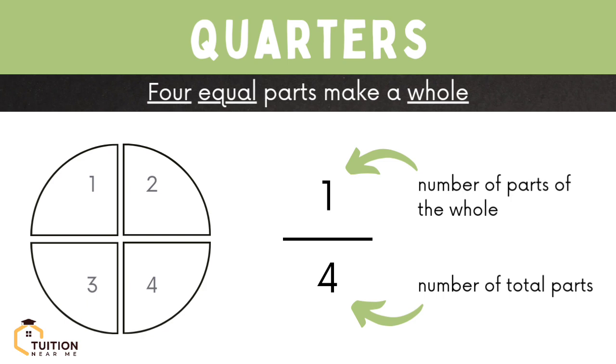Next, we will learn about quarters. What are quarters? Four equal parts make a whole. Splitting an object into 4 equal parts is to split the object into quarters. A quarter is expressed in fraction as 1/4. 1 is the number of parts of the whole. 4 is the number of total parts.